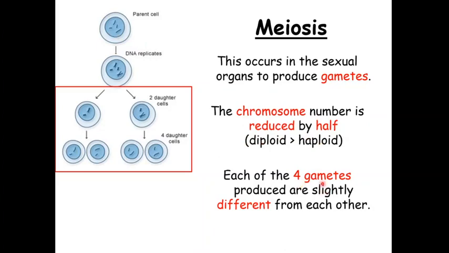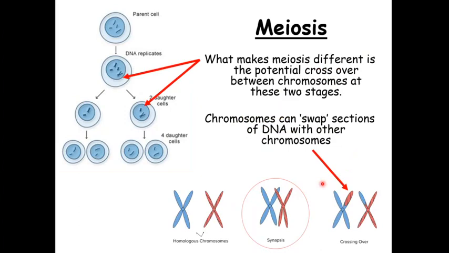And it's very important these 4 gametes are slightly different because we want variation within a population. We need variation to allow this process of evolution by natural selection even to take place. What makes meiosis different is this potential for chromosomes to cross over one another and swap sections of DNA with other chromosomes, which you can see down the bottom right here.